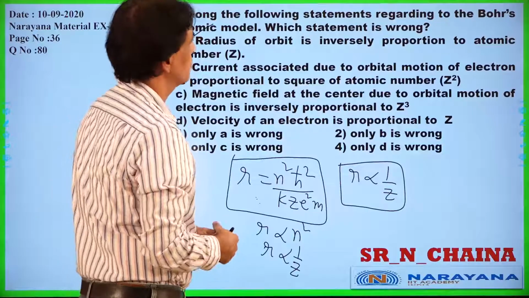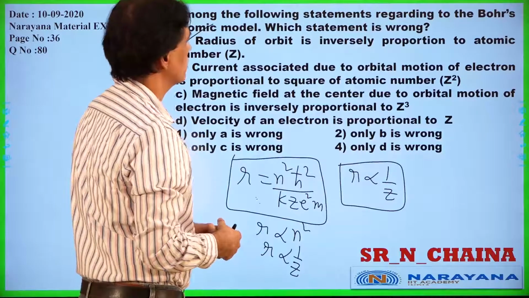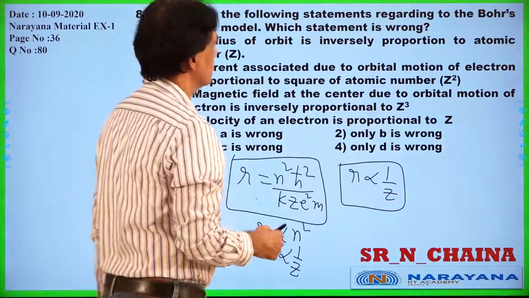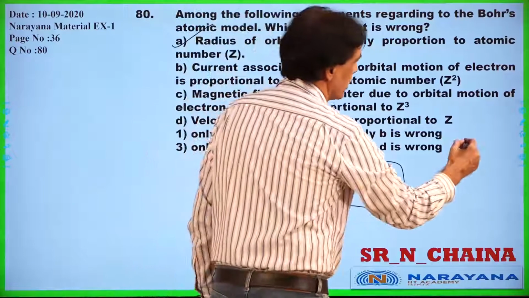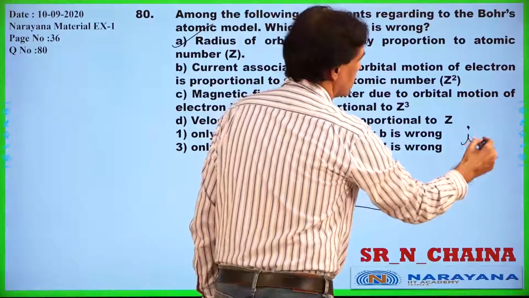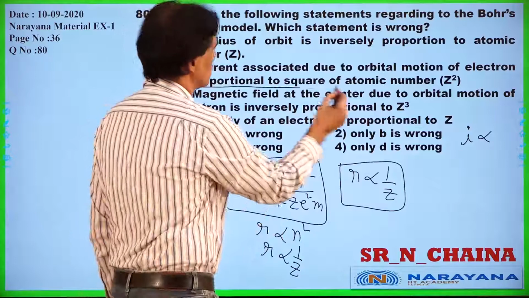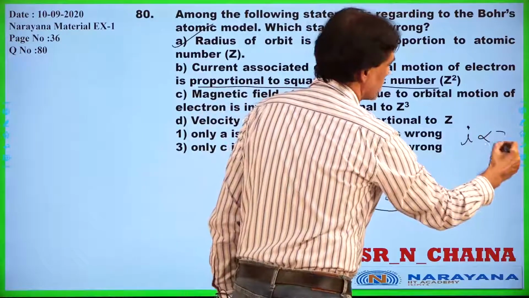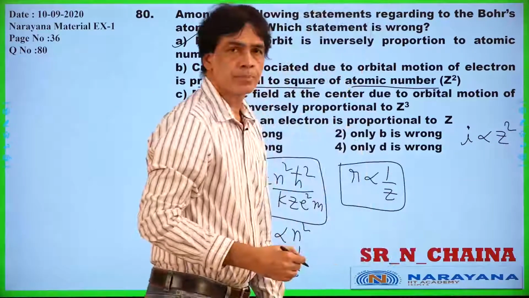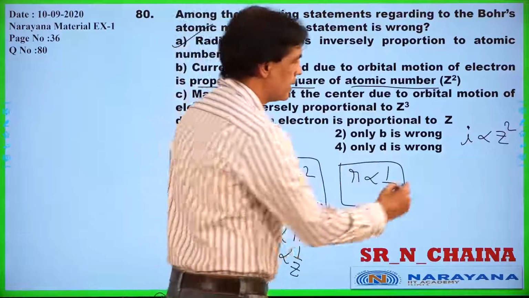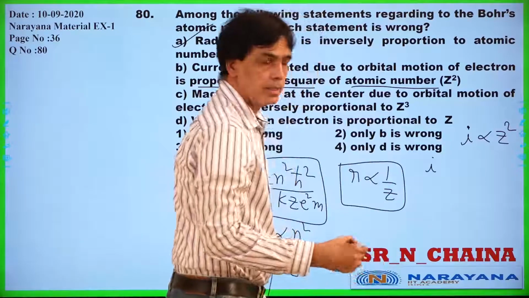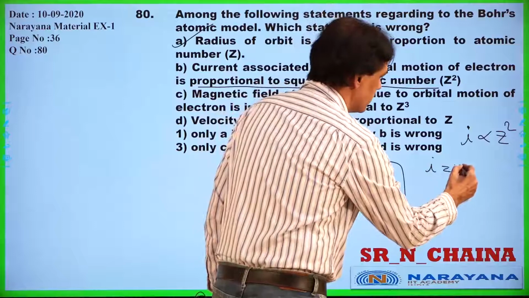Current associated due to orbital motion of electron is proportional to square of atomic number. Current associated due to orbital motion, say I, and it is given that it is proportional to the square of atomic number. That means it is proportional to Z square. Okay, so let's check. Actually, current in the orbit is nothing but e by T.